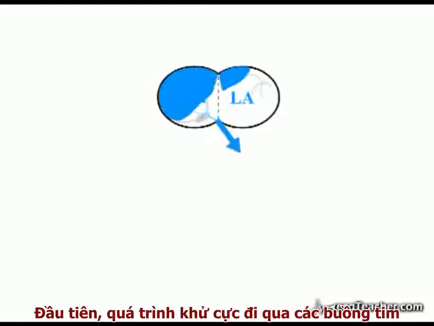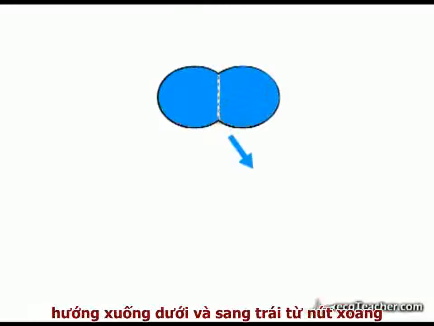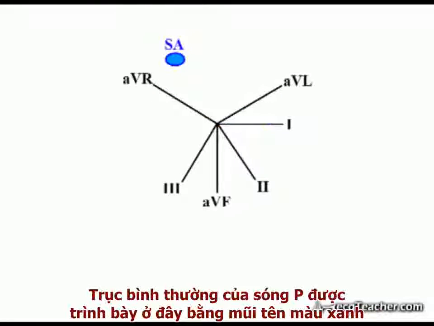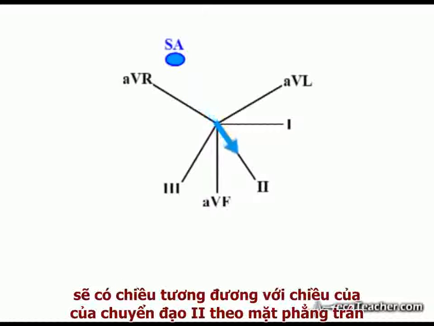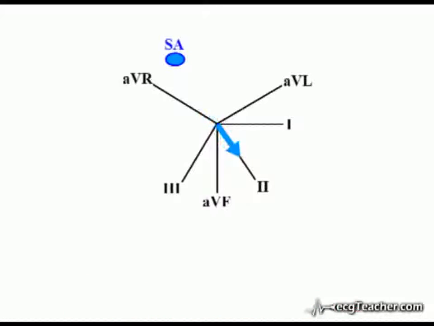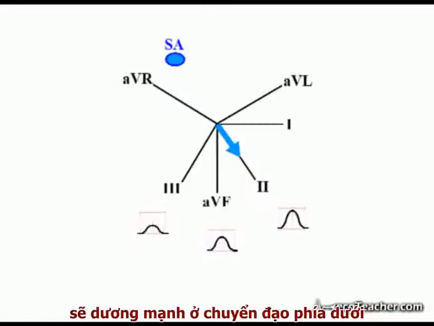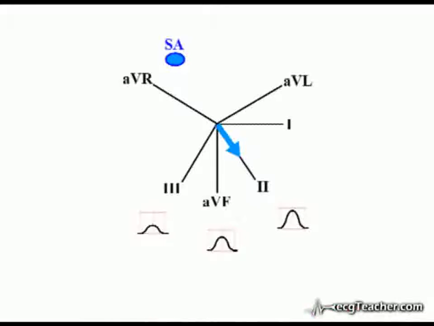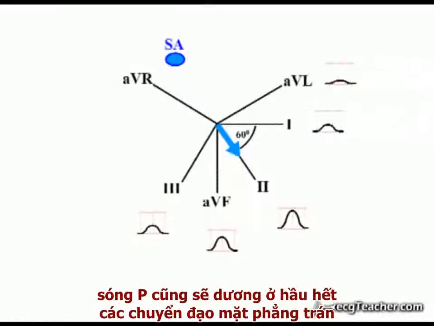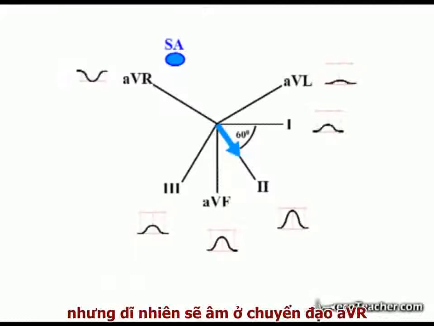In the frontal plane, atrial depolarization moves through the chambers downwards and towards the left from the SA node. The normal P wave axis, indicated here by the blue arrow, therefore travels more or less straight down lead 2 in the frontal plane. Hence, as you can see here, P waves originating from a sinus discharge are usually strongly positive in the inferior leads and tend to be of maximal amplitude in lead 2. Also, with an axis at plus 60 degrees, the P wave is positive in most of the frontal leads, but of course is negative in AVR.